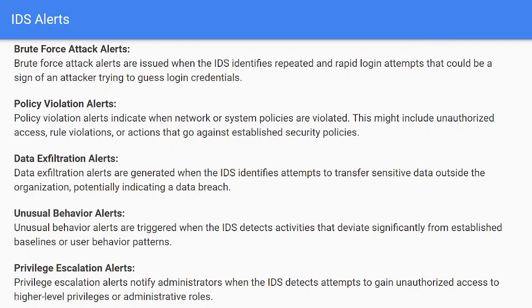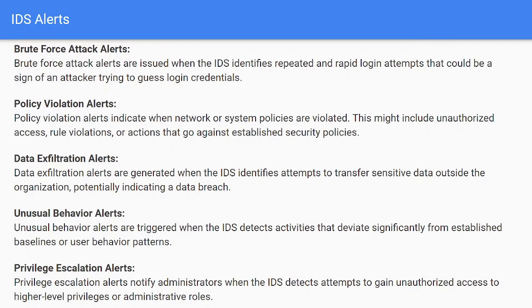And the next one is privilege escalation alert. A privilege escalation alert notifies administrators when the IDS detects an attempt to gain unauthorized access to higher-level privileges or administrative roles. So this is when a particular role or a particular person is trying to gain access to a higher-level privilege. So that is a privilege escalation alert. When the IDS detects it, that's it.